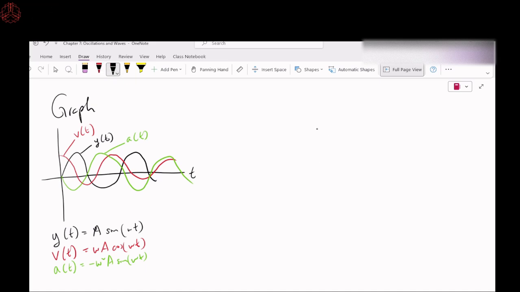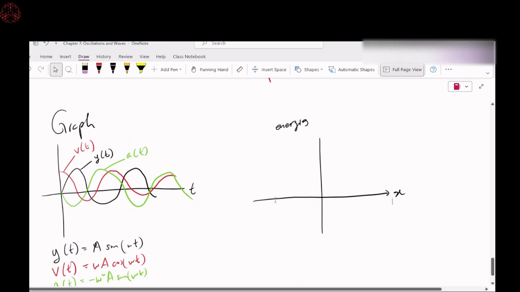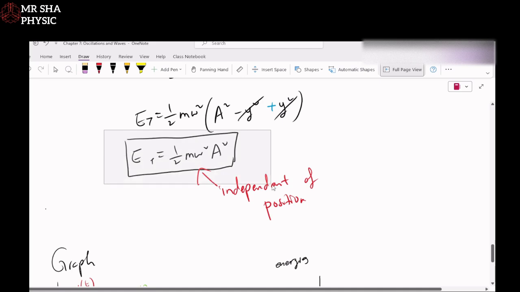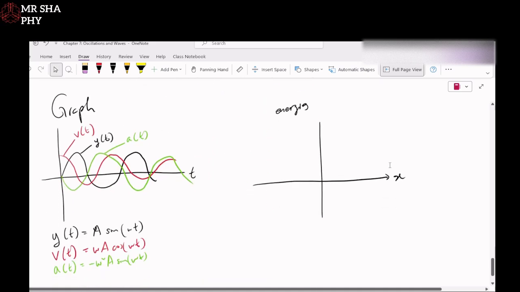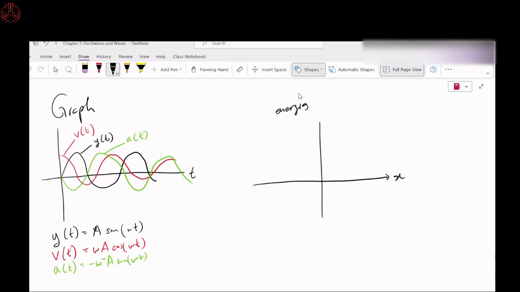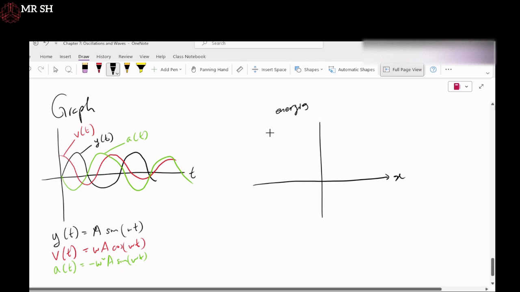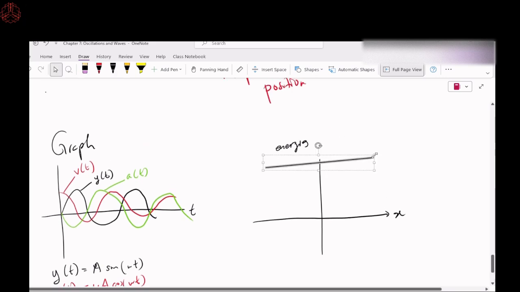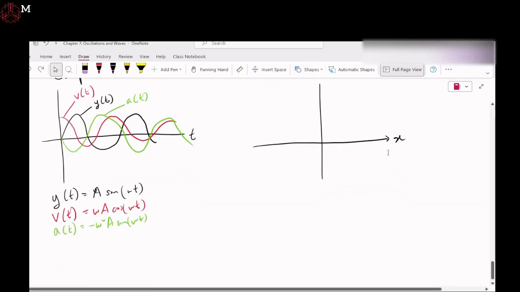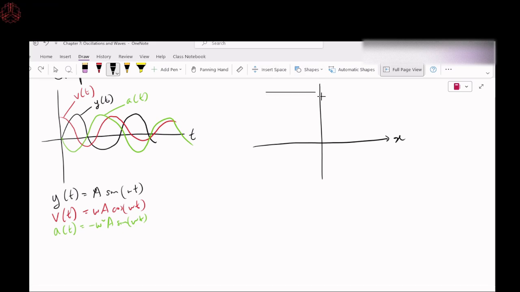The second graph that we want to draw is for energies as a function of displacement, which brings me back to this part: the total energy is independent of position, so it's just going to be a straight line.